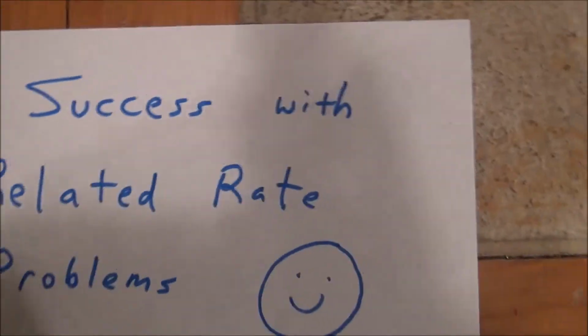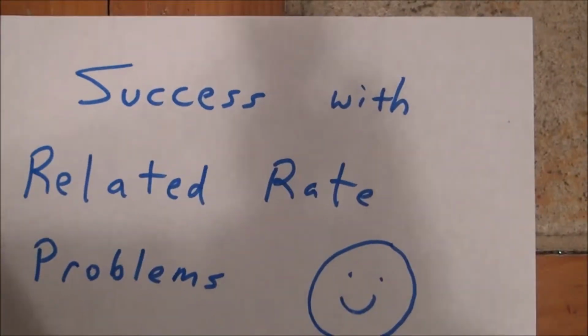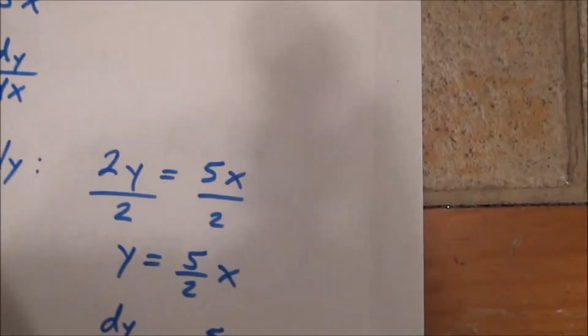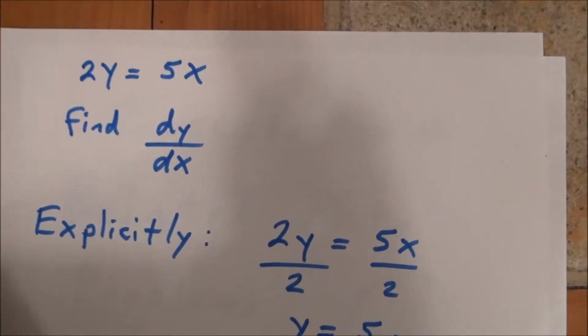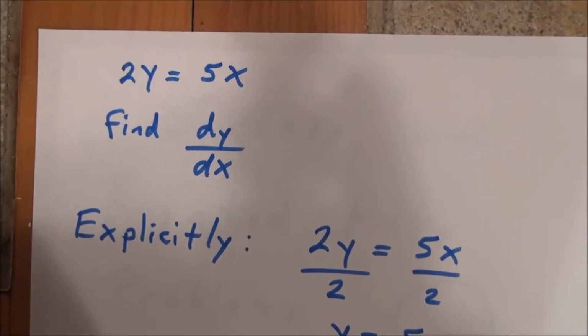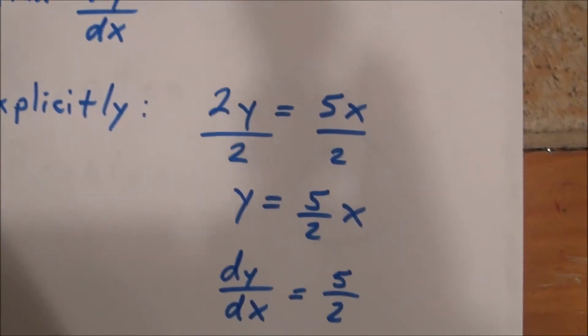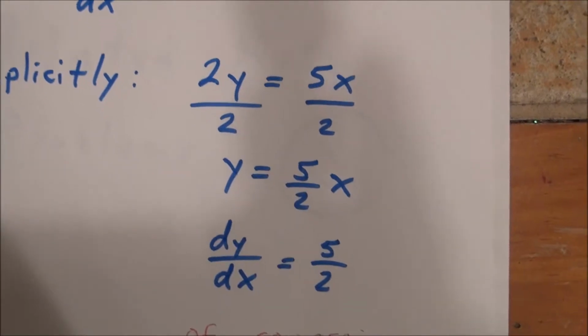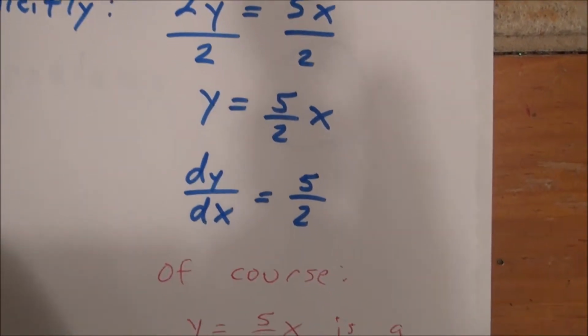We need an emergency session for success with regards to related rate problems. So what we're going to do is, let's talk about implicit differentiation at first. We need to find dy/dx. We could take that equation, divide by 2, and we get y equals 5/2 x. So the derivative of y with respect to x is 5/2.